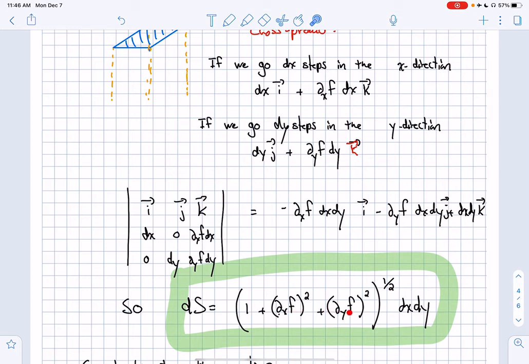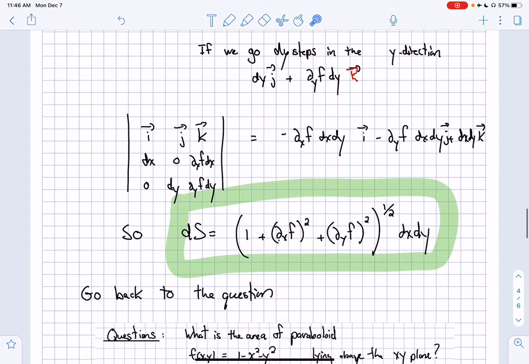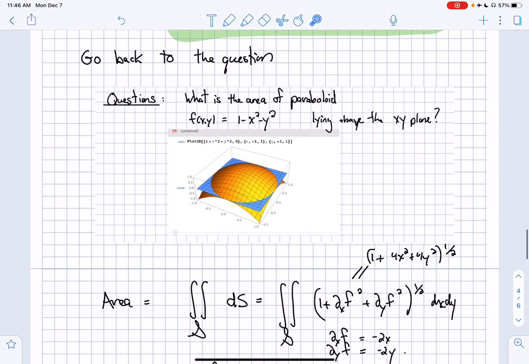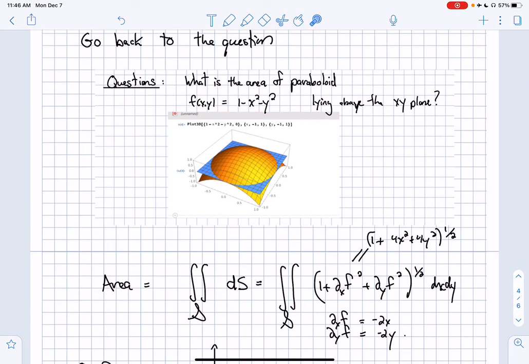If the square is not slanted, if it's flat, then I'm just going to get 1, because as we know, these derivatives are 0, so I recover dx dy. But if it's slanted, the area depends on f. Okay, so go back to the question, and you'll see it's a very easy question now. And that was not the case before calculus.